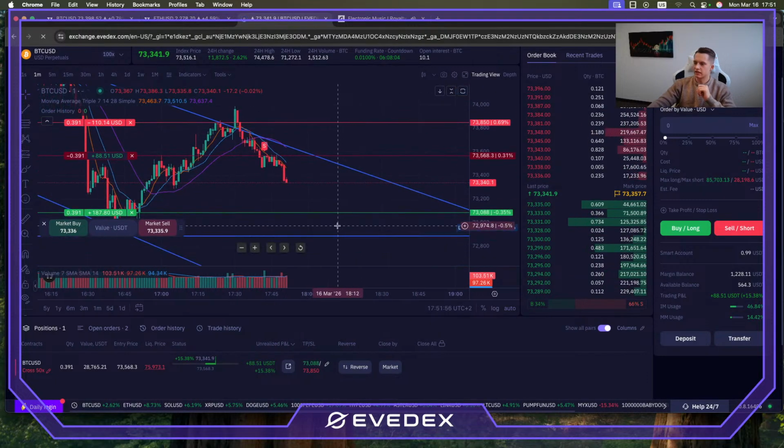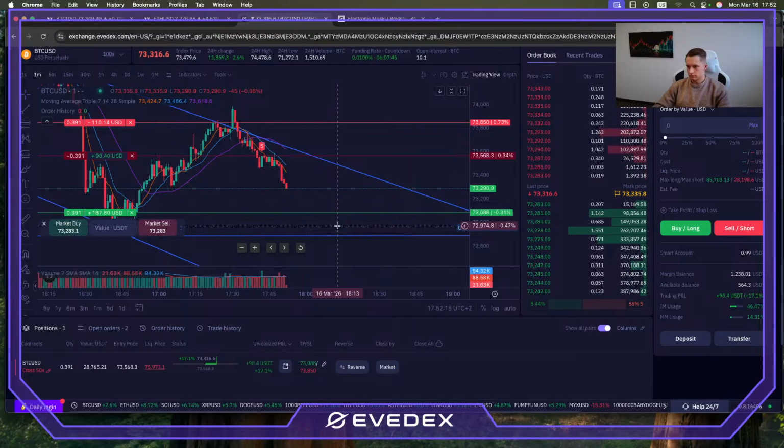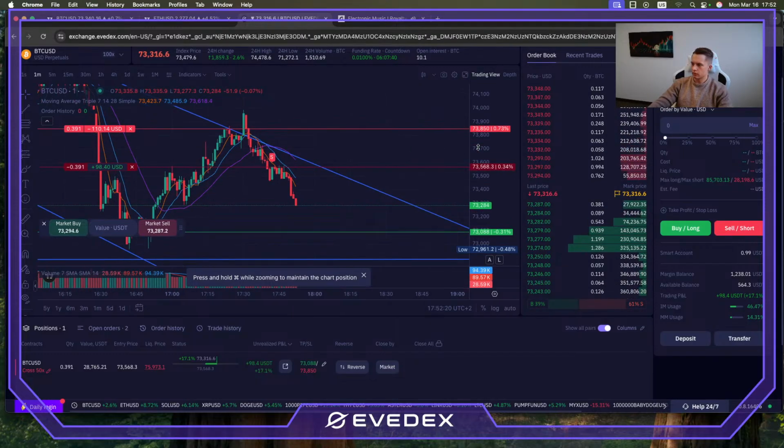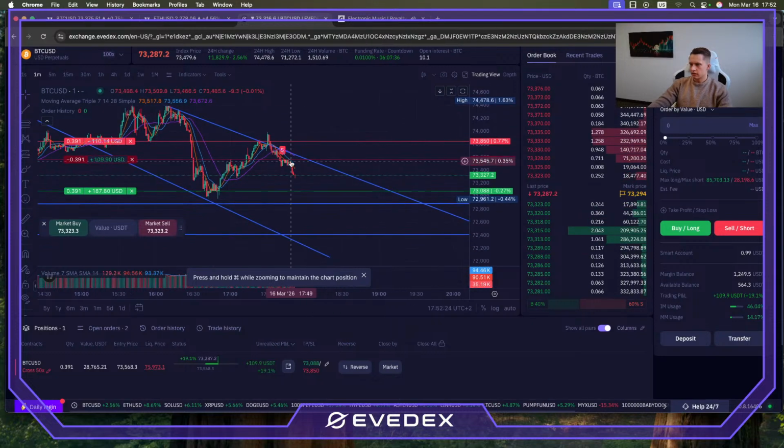So as you see, the price is getting closer and closer to our take profit, which is very, very nice to see. So realistically, like I said before, what we can currently expect is, if the price were to break through this level, obviously a continuation of the downtrend.